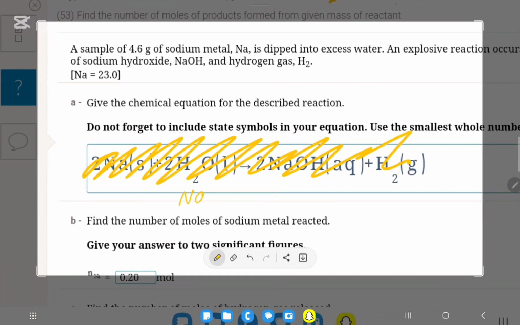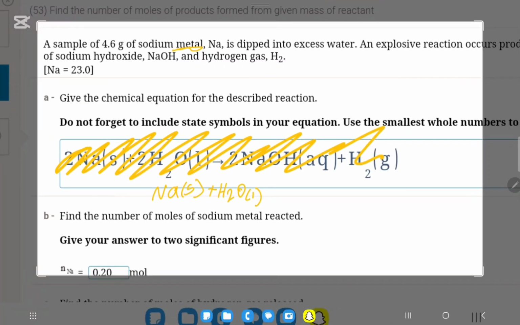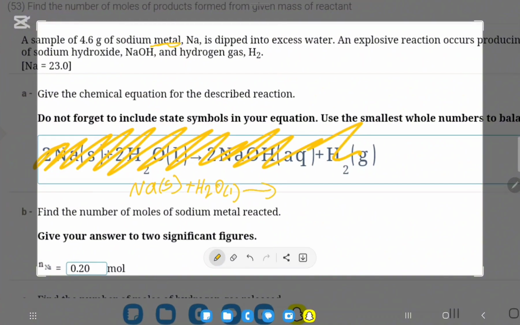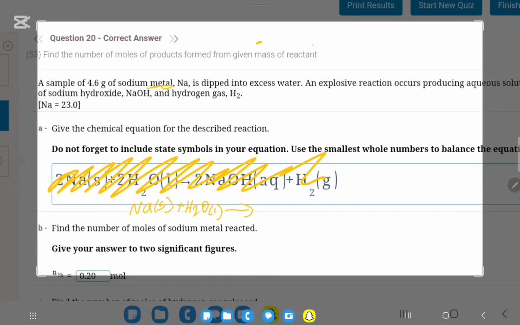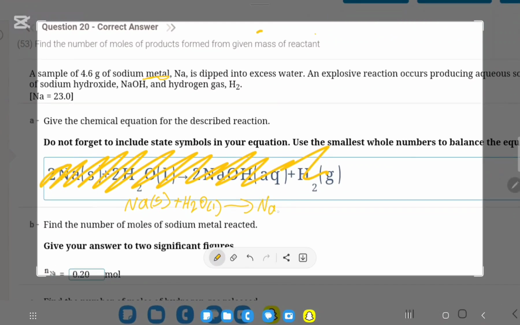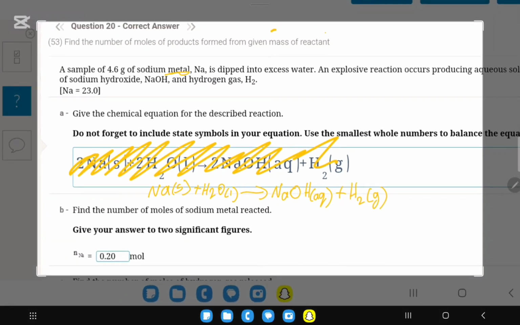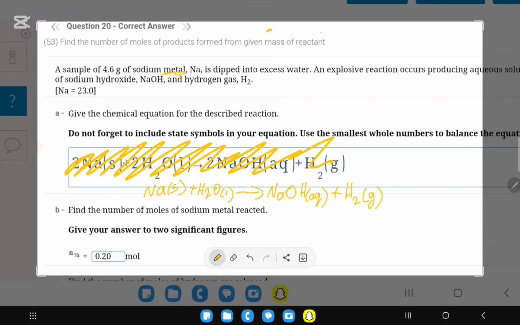We have Na, sodium metal, metals are solid, plus H2O. When they say water, it's liquid. A reaction occurs producing an aqueous solution of sodium hydroxide, NaOH, AQ for aqueous, plus H2 gas. Now we balance.